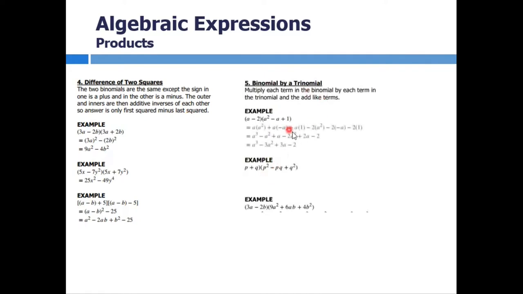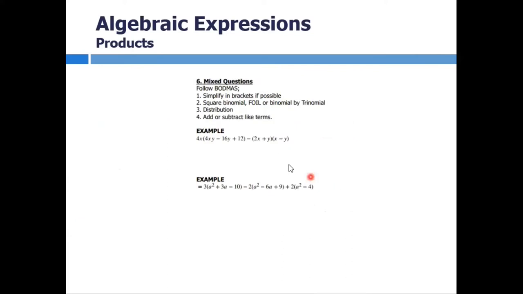Okay. Binomial times a trinomial, it's the same concept as FOIL. Every single term in the first bracket gets multiplied by every term in the second bracket, and then you add and subtract your like terms. Okay. Mixed questions. This is them just mixing everything up.